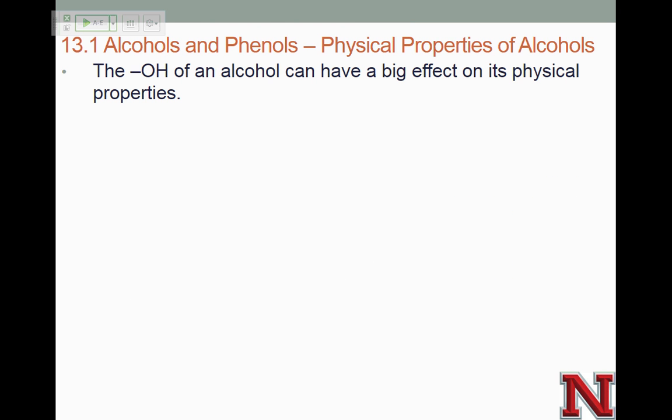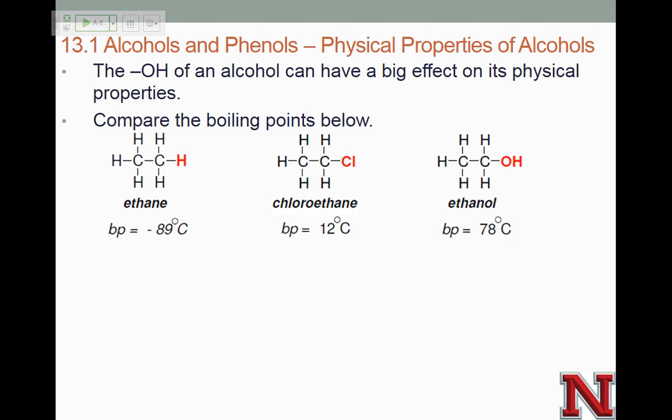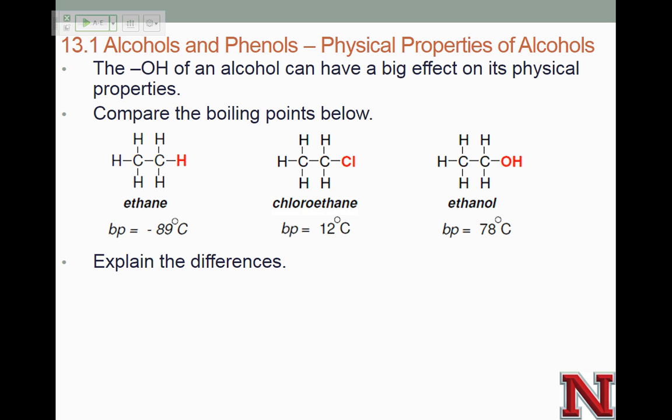As far as the physical properties of our alcohols, the OH of an alcohol can have a big effect on the physical properties. We see a huge difference in boiling point when we have an alcohol there because of the ability of our alcohol to hydrogen bond with another molecule of itself. So that increases our boiling point significantly, where if we look at ethanol, the boiling point is around 78 degrees Celsius. Our difference, of course, is hydrogen bonding.